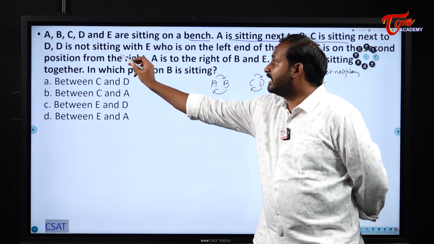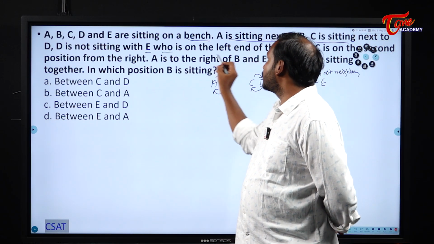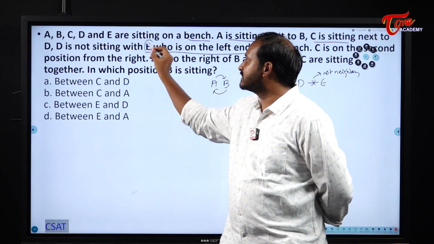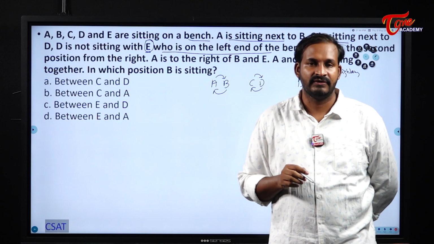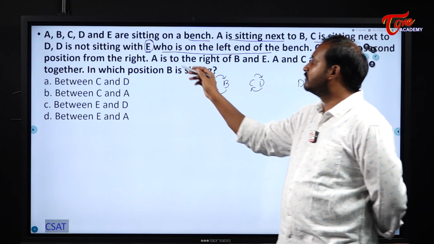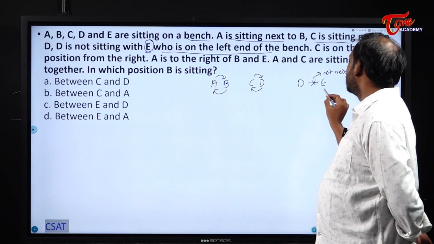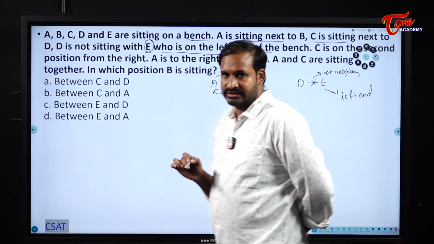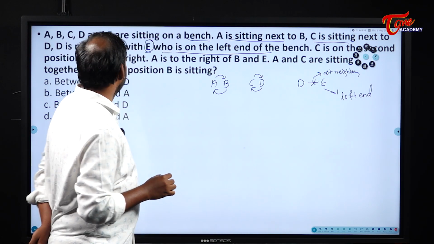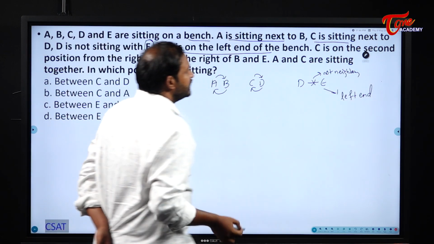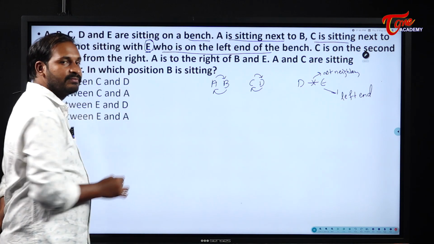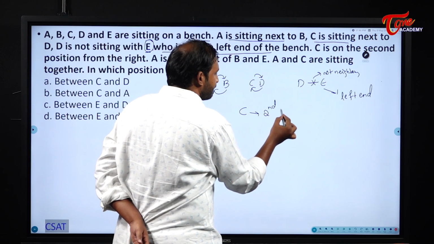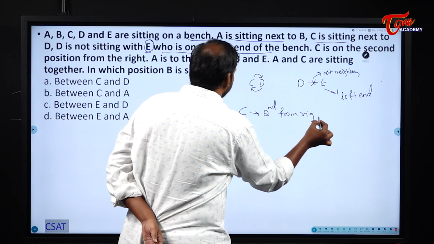Next, E is on the left end of the bench. Now tell me, who is on the left end of the bench? E. Just now I told you before starting the session itself. E is at the left end of the bench. Next, C is on the second position from the right. C is second from right.